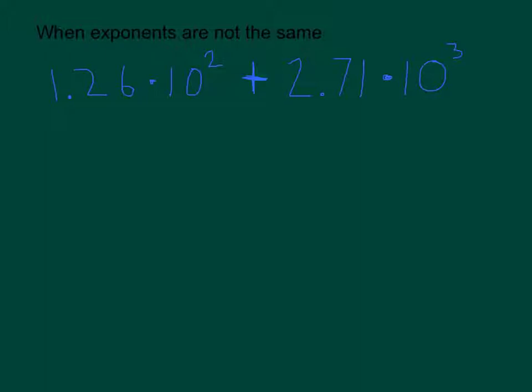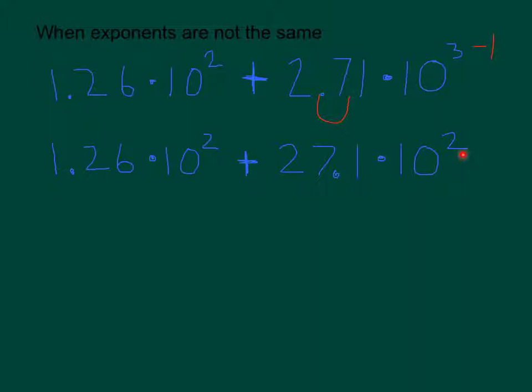So, if we move this decimal one time to the right, we remember that that will make our exponent one number smaller. So let's see. If I move this decimal one time to the right, our exponent is now 10 to the third minus 1. So our new problem will look like this. Our second expression has now changed to 27 and 1/10 times 10 to the second power. Now our exponents are the same, so we can move on to our next step.